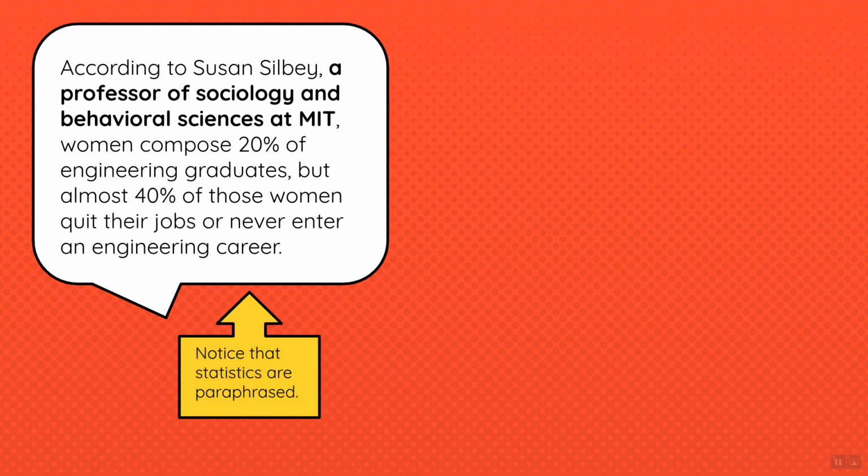Notice that she uses statistics here, and they're paraphrased. While we can paraphrase almost anything, statistics are almost always paraphrased rather than quoted directly. You'll also notice there's no parenthetical citation at the end of this source, and that is because the name she mentioned in the sentence, Susan Silby, is also the author of the source. So when I go look at the works cited page, I'm going to see the last name Silby. That's how I know where this information came from. I'll provide more information about that in a video about in-text citations.